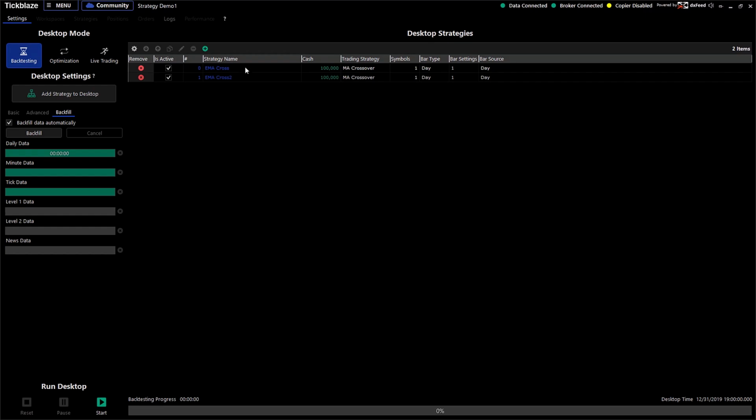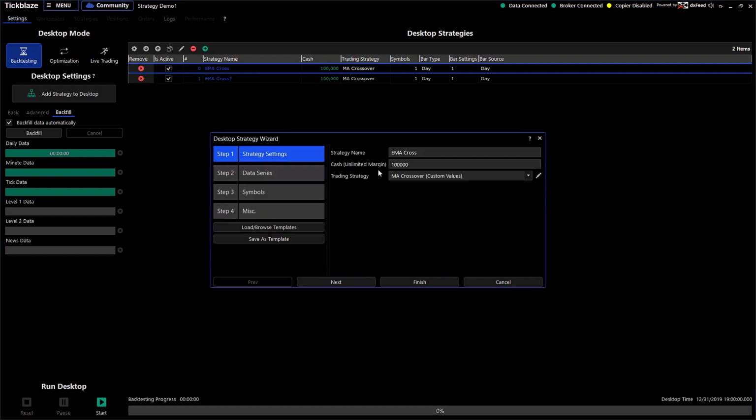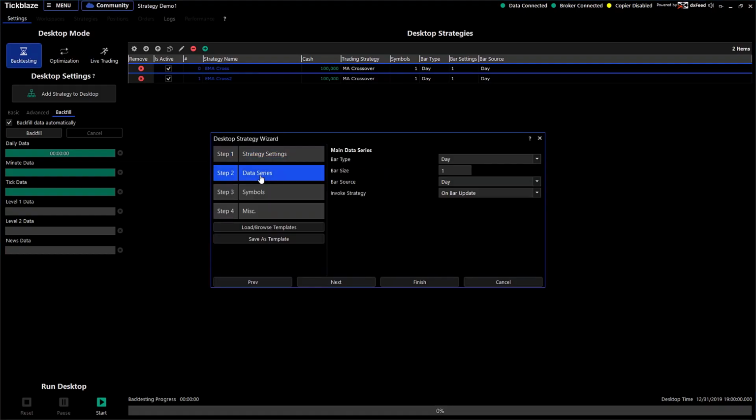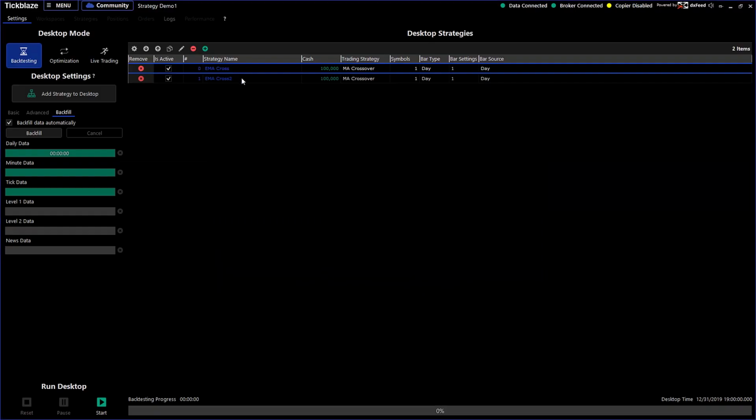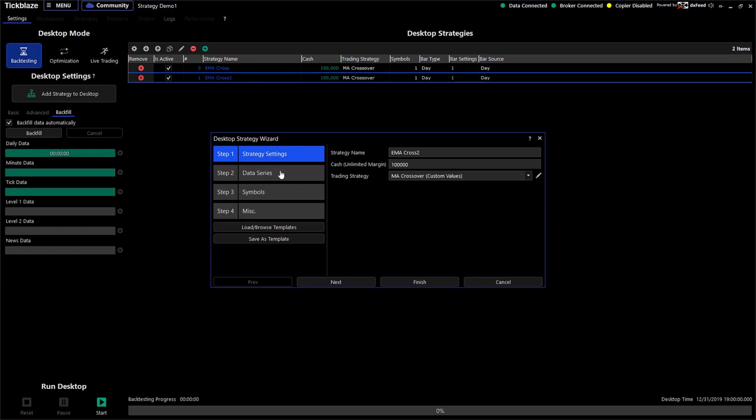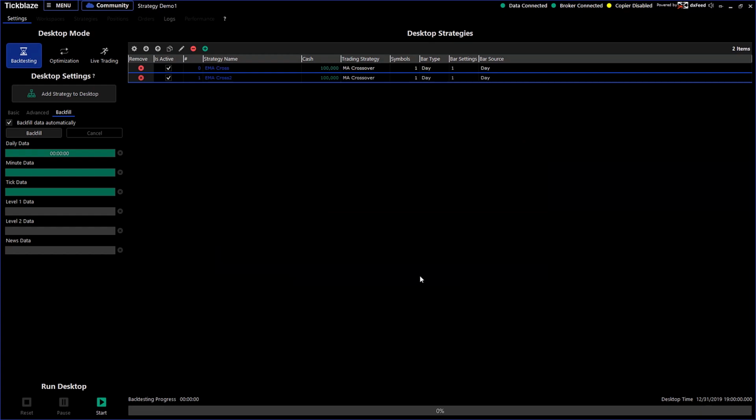Let's take a look. Inside the strategy desktop, all of your strategies are listed here in the desktop strategies grid. Rather than testing one strategy at a time, we can combine multiple strategies, multiple symbols, and even multiple time frames into a single portfolio. For example, I could run a trend following strategy on the S&P, a reversal strategy on gold, and a breakout strategy on crude all at the same time.